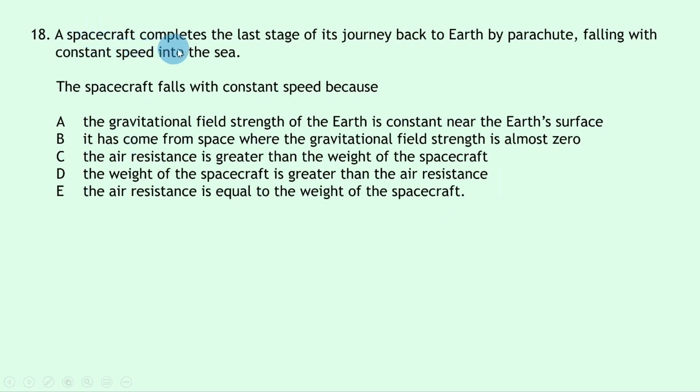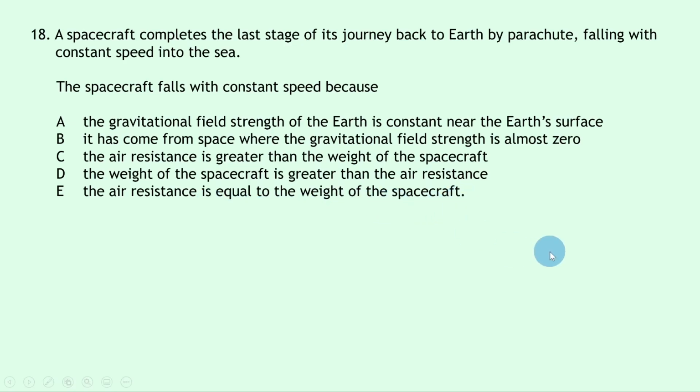Question 18 says that a spacecraft completes the last stage of its journey back to Earth by parachute, falling with constant speed into the sea. The spacecraft falls with constant speed because: the gravitational field strength of the Earth is constant near the Earth's surface; it has come from space where the gravitational field strength is almost zero; the air resistance is greater than the weight of the spacecraft; the weight of the spacecraft is greater than the air resistance; or the air resistance is equal to the weight of the spacecraft.